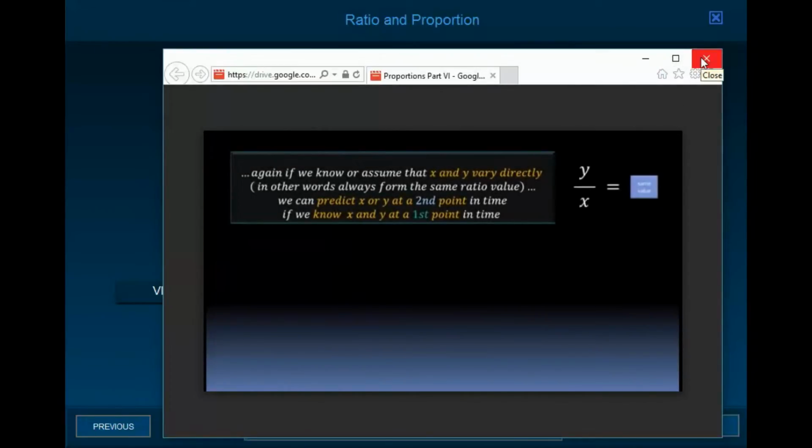Again, if we know or assume that x and y vary directly, in other words, that they always form the same ratio value, we can predict x or y at a second point in time if we know x and y at a first point in time. Let's look at an example.